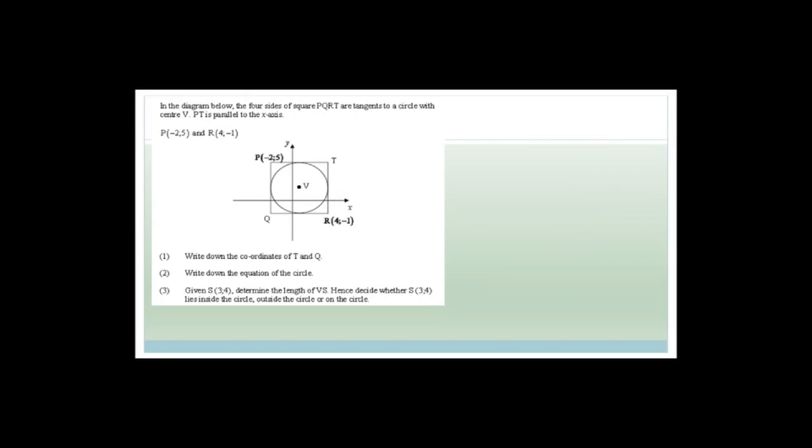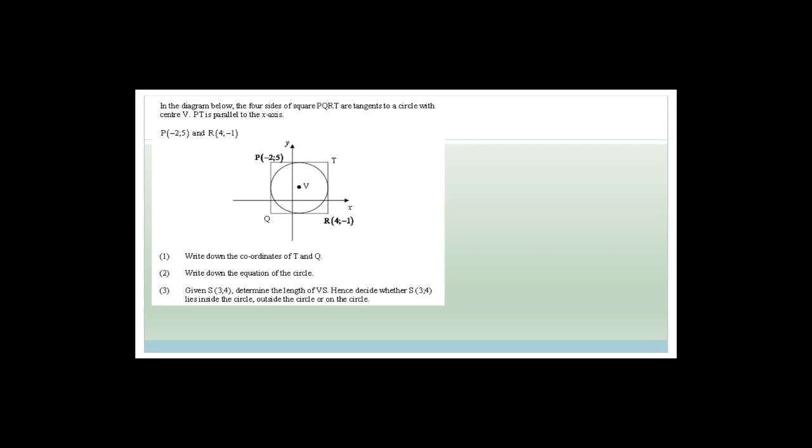Okay, it says in the diagram below, the four sides of a square PQRT are tangents to a circle with center V. That's very nice. So we've got a nice square. So we know that PQ is perpendicular to PT and vice versa, and they're also all tangents, which is nice. They tell you that PT is parallel to the x-axis. So what does it mean if they're parallel to the x-axis? It means that the gradient is 0.